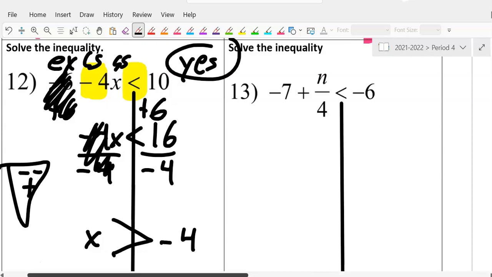Okay. Number 13, are we going to change the inequality sign? Yes or no? Sam is shaking his head no. He's right. Why? Because the co-star is positive. Okay, very good. So I'm going to put a no here.